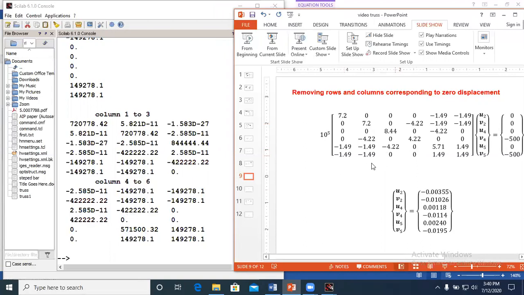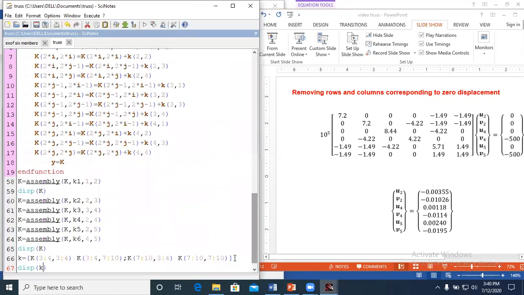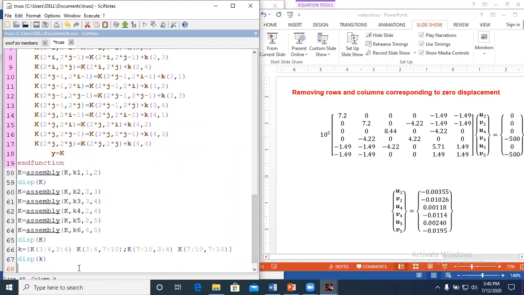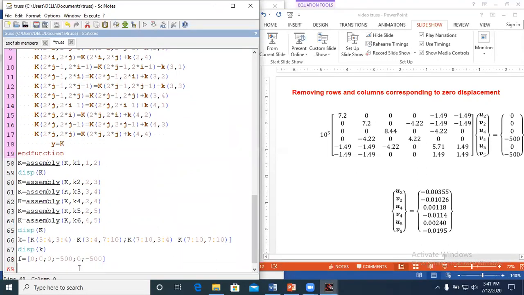Okay, now you will get this equation, and for solving this equation, we need the force matrix. Now we have to define the force matrix. For defining the force matrix, I will write the F notation. F is equal to, in matrix, 0, 0, 0, three zeros are there, then minus 500, 0, then minus 500. Okay, this will be the force matrix by removing the rows and columns.